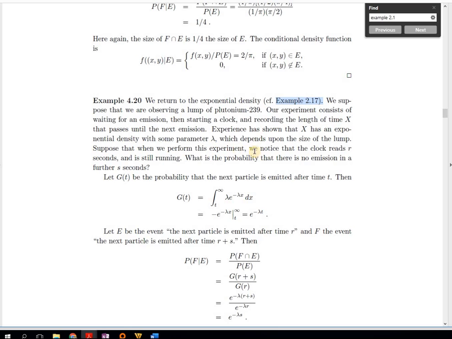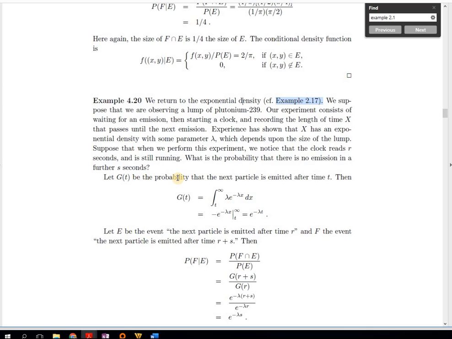Suppose that when we perform this experiment, we notice that the clock reads r seconds and is still running. What's the probability that there's no emission in a further s seconds? Okay, so there's been an emission, you waited r seconds, nothing has happened, and then you want to say, well, what's the probability that there's no emission in the next s seconds? You waited r already. What's the probability that there's going to be an emission within the next s? Is that emission becoming more likely or less likely, or what's happening?